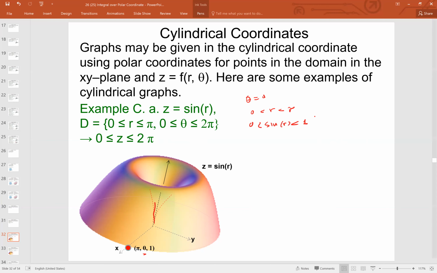Okay, back to 0, pi over 2, back to sine of r goes to 1, then back to 0. So here's pi over 2. So therefore, the curve is theta equal to 0. And in particular, I can now let theta be any angle. So therefore, I get these cross sections of all the same curve.